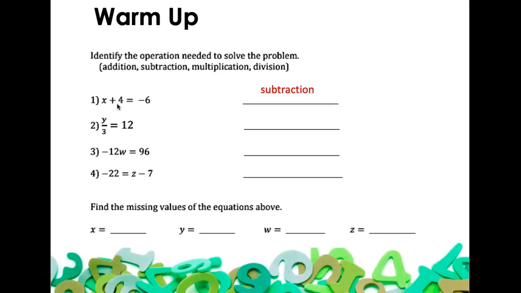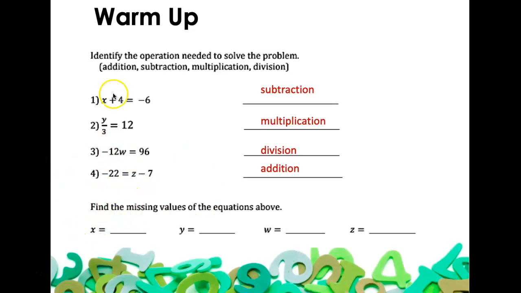So it's subtraction. Number 2 is y divided by 3. That means it's division, and the answer should be the opposite or inverse of division, which is multiplication. Number 3 is negative 12 multiplied by an unknown value w. So multiplication, the opposite or inverse operation is division. Check your work. The last one, number 4, is z minus 7. The opposite of minus is plus, which is addition. Okay, check your work.